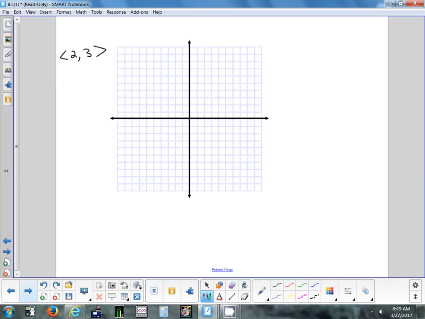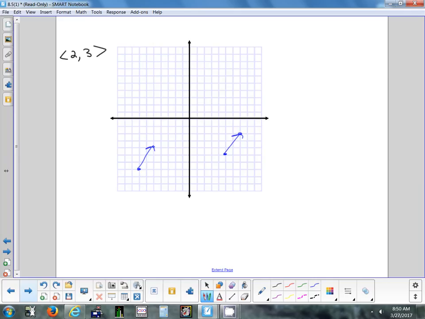So look at that vector. Now, if I asked you to sketch 2, 3, what's the first thing you'd have to figure out? Like where it starts. Where to start. Okay? So this notation does not tell me where to start. I could start here, but once I decide I'm starting there, then I know the direction to go. Right 2, up 3. So that's the vector 2, 3. I could start over here, right 2, up 3. That's also the vector 2, 3.